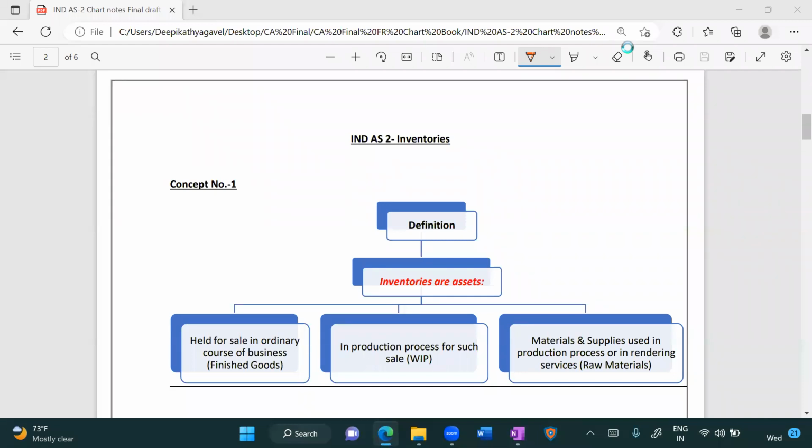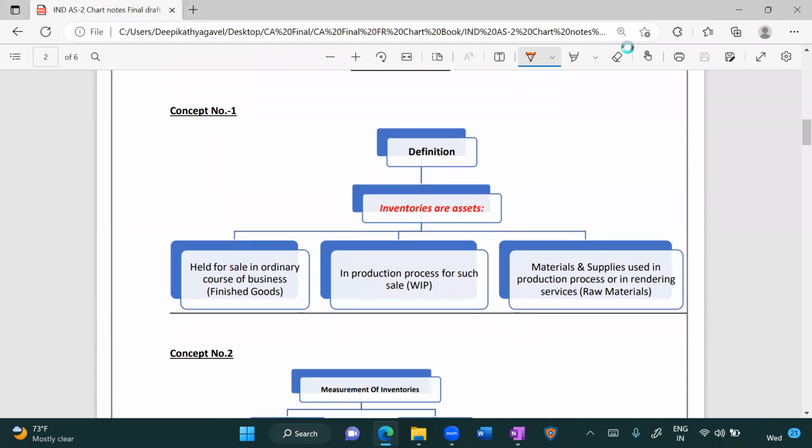Today we'll be revising Ind AS 2, Inventories. It's a comparatively very easy standard, and as you know, the objective of this video series is to give you a bird's-eye view of the entire standard in the least time possible, and for that we have divided the various principles of this standard into various concepts. So without any further delay, let's get into the revision.